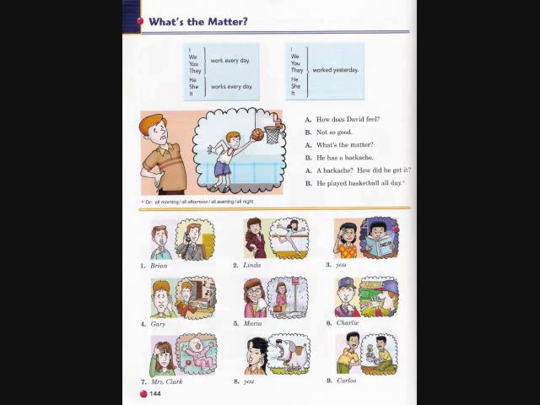She waited for the bus all day. 6. We'll begin. How does Charlie feel? Not so good. What's the matter? He has a sore throat. A sore throat? How did he get it? He shouted all day.